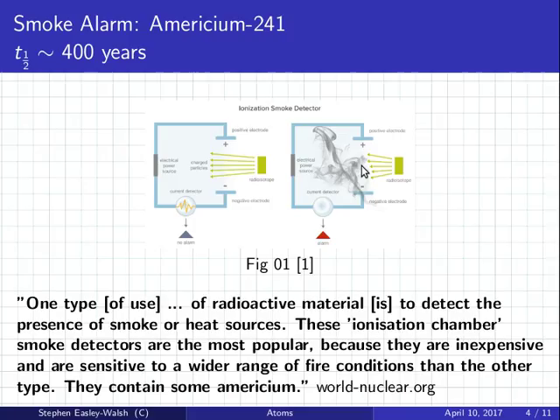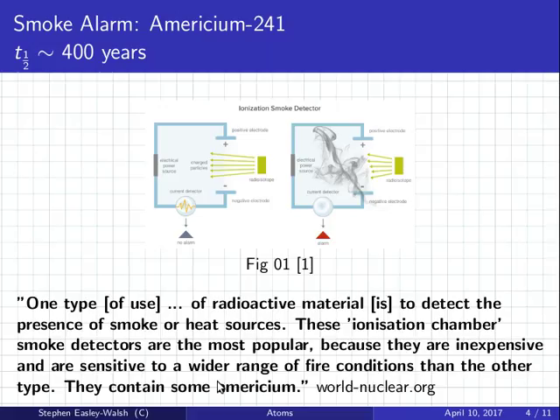So here, what charge is alpha? Plus. It's plus, isn't it? So it will go to this plate. But when this fills up with smoke, this plate gets less alpha, which means you have less current. So when the current drops, that's when the alarm goes off. This is how a smoke alarm works. So one type is to detect smoke. This is called an ionization chamber. Smoke detectors are the most popular because they're inexpensive and are sensitive to a wide range of fire conditions and other types.